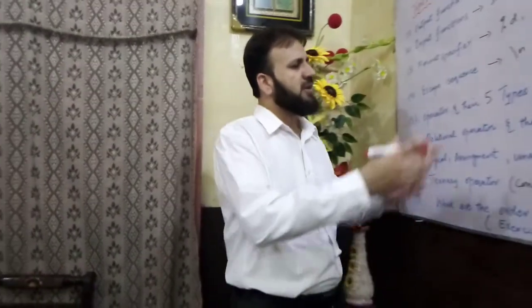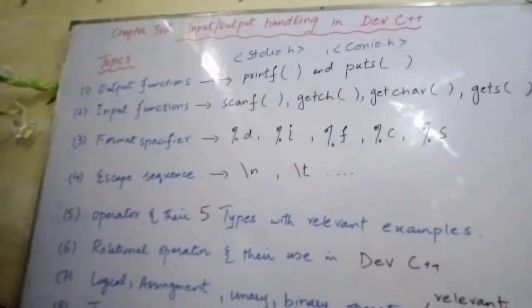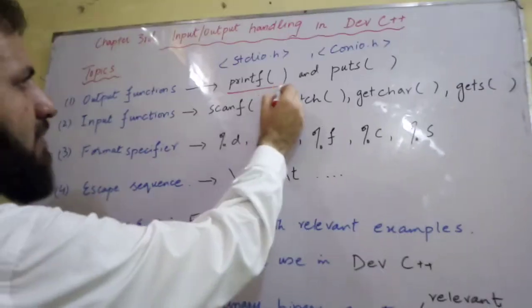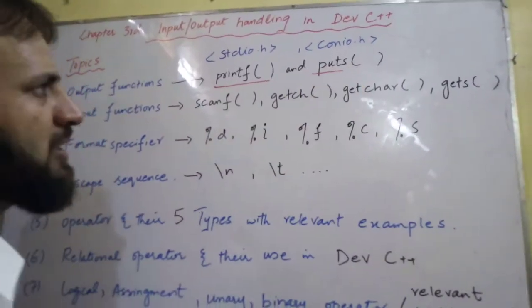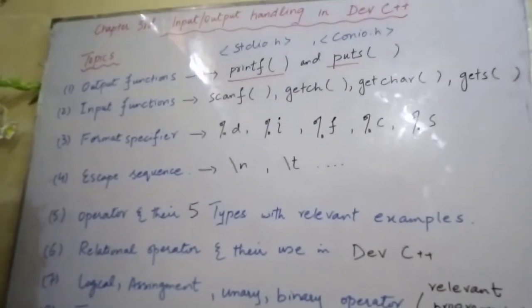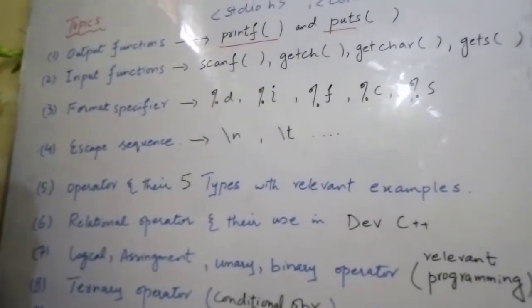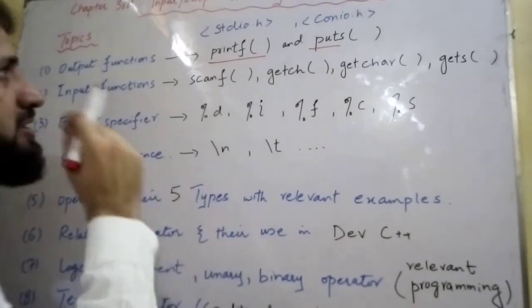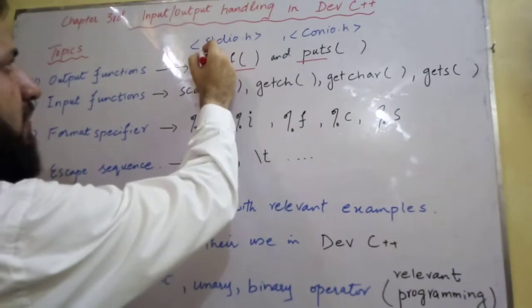In this chapter we will cover the following topics. First, output functions. These are very important. We will cover how we can use the printf and puts commands to display the output on the screen. Basically, the prototypes of all the input and output functions are given in the header file stdio.h.